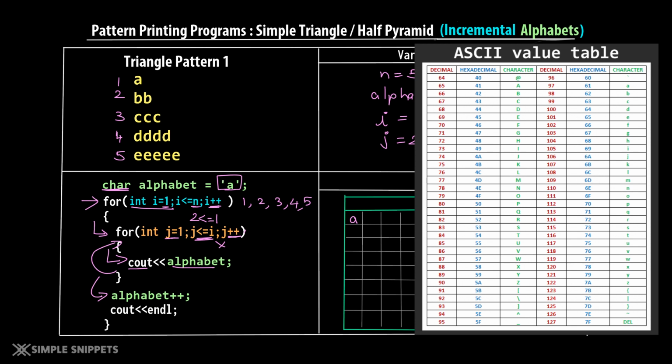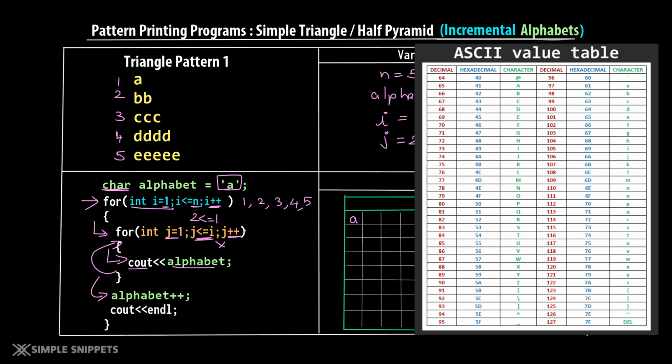So that's why when you say alphabet plus plus, the next ASCII value after a is selected, and after small a, the next ASCII value is small b. So when you say alphabet plus plus, what you're actually doing is storing b in this alphabet variable. So now this becomes b.